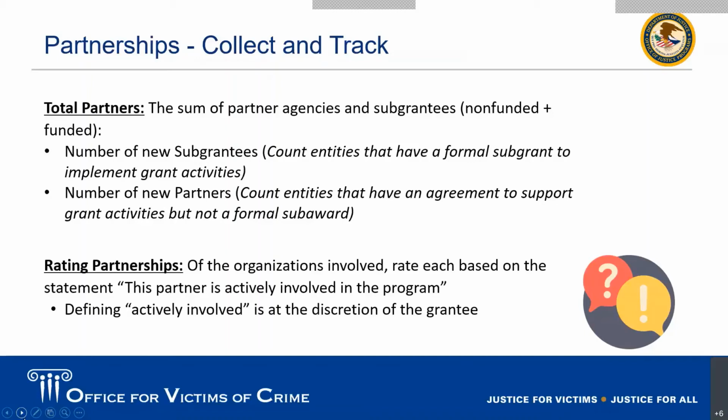The other measure that I want to point out is the rating of partnerships. This one asks of an organization involved, rate each based on the following statement: this partner is actively involved in the program. Defining actively involved is at your discretion as the grantee. Suggestions for what an active partner looks like can include attending a lot of meetings, contributing meaningfully to the accomplishment of the award and any team goals, demonstrating dedication to serving victims of human trafficking.